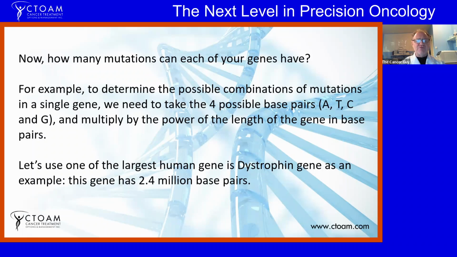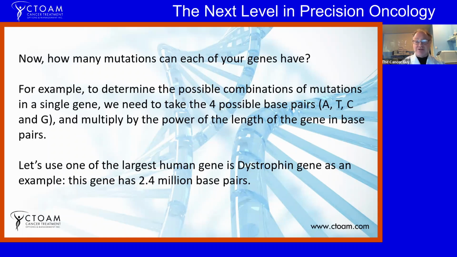Yeah. But what's really important is understanding the scale of what we're dealing with here. Okay. And a lot of times I hear doctors talking about, oh, well, we tested for mutations in that gene, and we couldn't find any. And when you understand exactly what a gene is, and how many possible combinations of mutations you could have, then you understand that that's not possible. So in order to understand this, let's just do a little bit of math here.